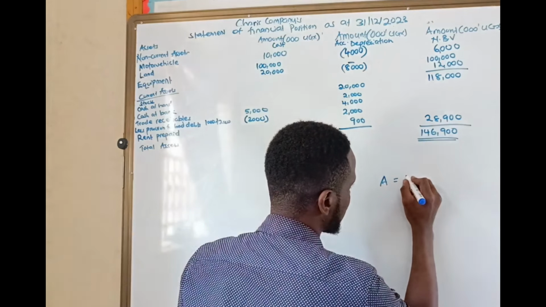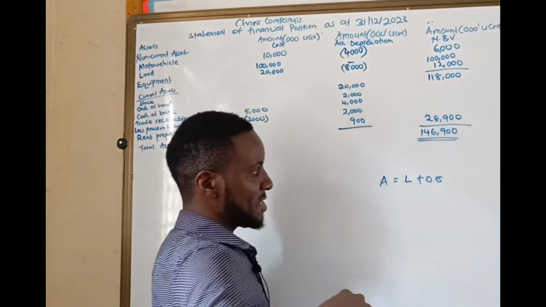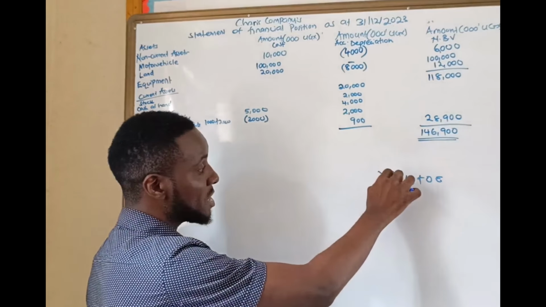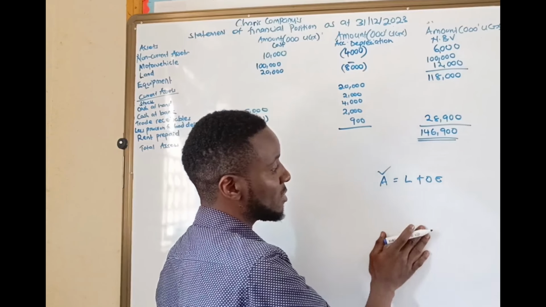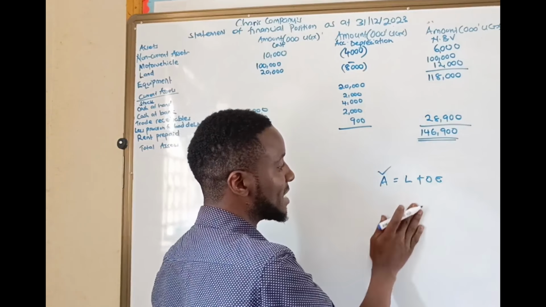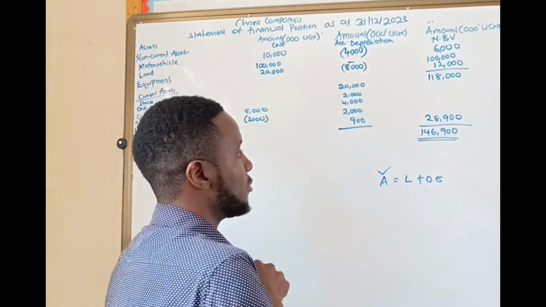Now this value that we have got here, when we calculate down, remember I told you our accounting equation: assets equals liabilities plus owner's equity. Now we are done with calculating the assets. That means we are heading to this section where we are going to calculate the liabilities and owner's equity. So the value that we have got here should be the same value that we shall get down here when we calculate for liabilities and owner's equity.